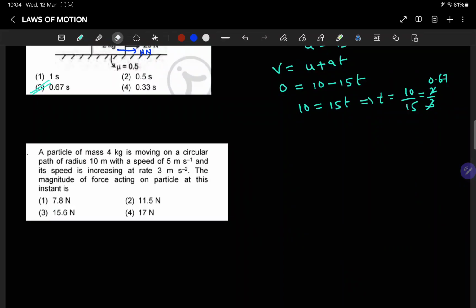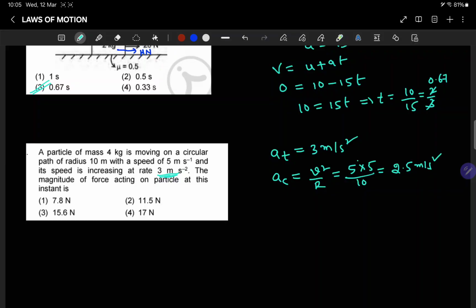Next, a particle of mass 4 kg is moving in a circular path of radius 10 meters with speed 5 meters per second, and the speed is increasing at a rate of 3 meters per second square. Speed increasing means tangential acceleration. Tangential acceleration is directly given here as 3 meters per second square. Whether it is uniform or non-uniform, I told you it is non-uniform circular motion. Centripetal acceleration is v square by R. V is given as 5, 5 square is 25, by R given as 10. 25 by 10 is 2.5 meters per second square.